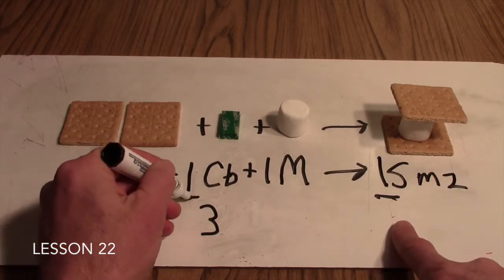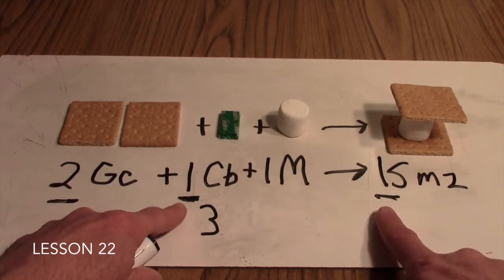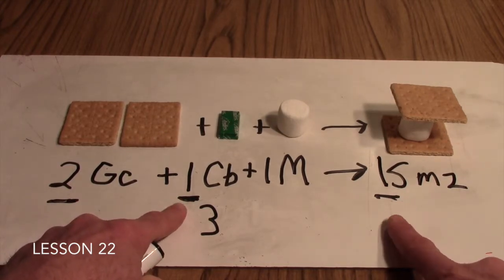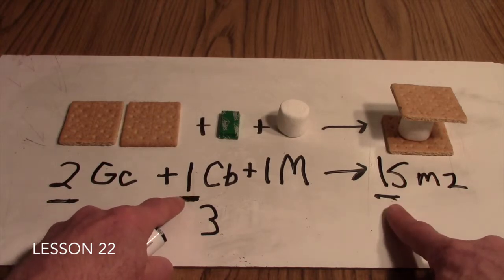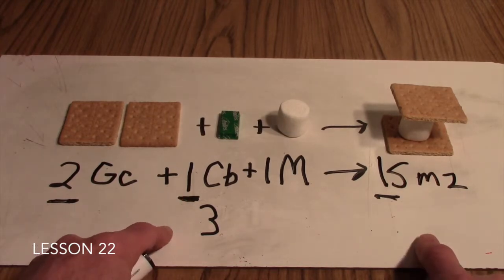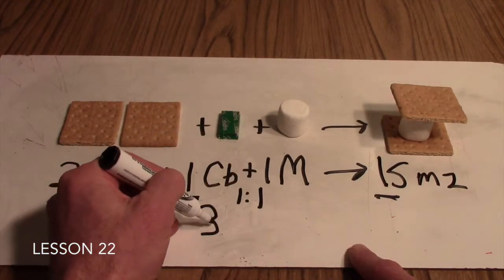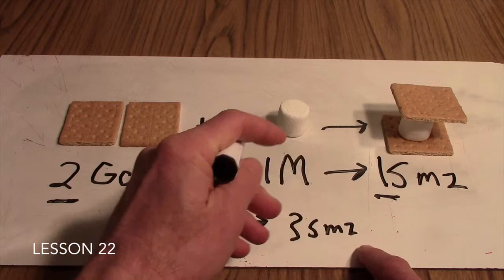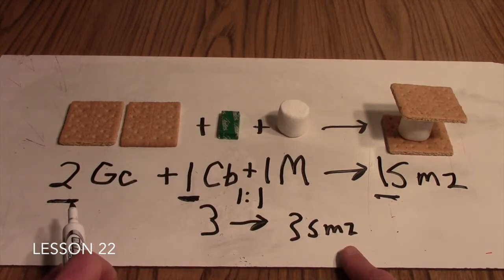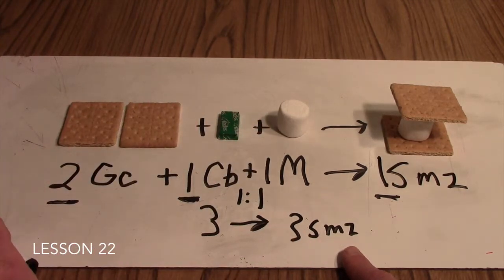Have them again look at the ratio of each of the parts here. It takes 1 chocolate bar to make a s'more. If you have 3 chocolate bars available to make s'mores, because it's a 1-to-1 ratio, you should be able to make 3 s'mores. So 3 chocolate bars, if we have a 1-to-1 ratio, should produce 3 s'mores here on the product side. So this is your introduction to stoichiometry here.